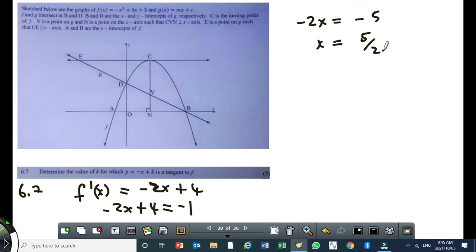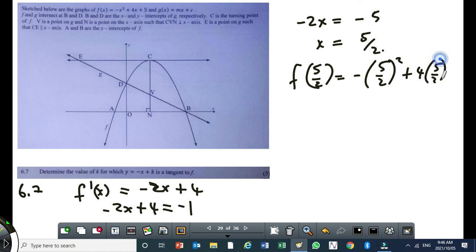Then, what is the value of what? Remember, we are solving for k here. K is a y-intercept. So let's find y. To find y, you substitute 5 over 2 into the quadratic function. So f of 5 over 2 will be equal to minus (5 over 2) squared plus 4 times 5 over 2 plus 5. This will give you minus 25 over 4 plus 20 over 2 plus 5.